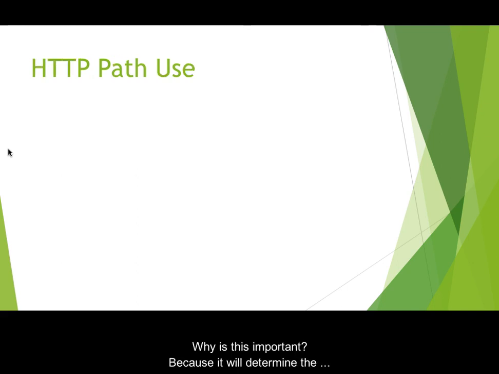Why is this important? Because it will determine the kind of path to be used and how the path must be built. The obvious question is, what path are we talking about here? And the answer is a description that the server or browser will follow to find an external resource. Boy, that's vague. Yes it is, but it is accurate.